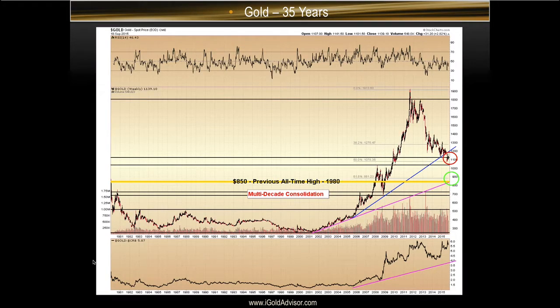So we just want to always start with this chart because it's so important to look at this long-term perspective for the price of gold. You have gold, again, that has broken out over a multi-decade consolidation period, is coming back down here into a very important support level that happens to coincide with several indicators.